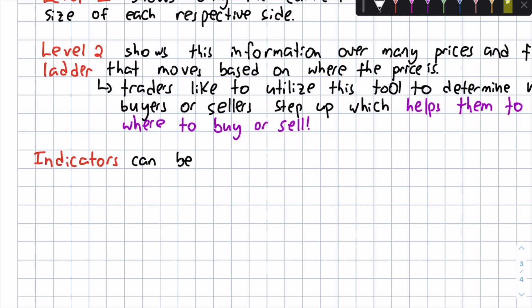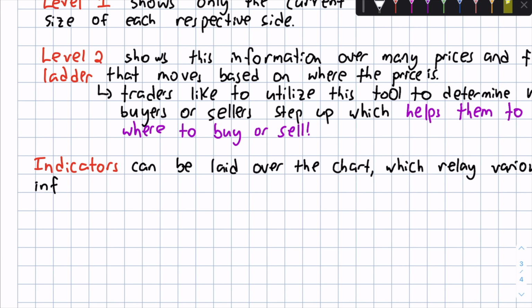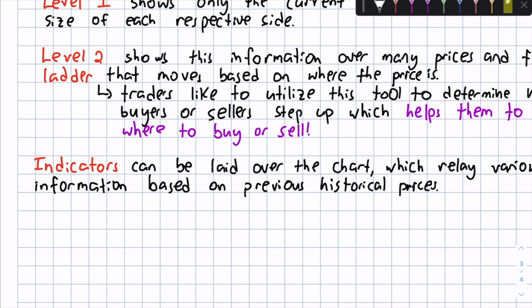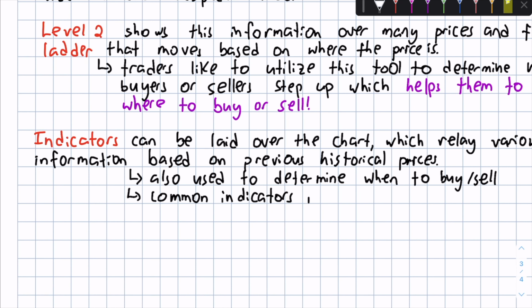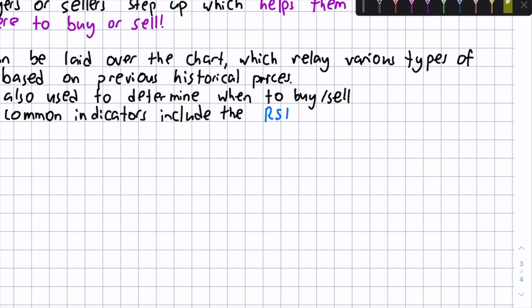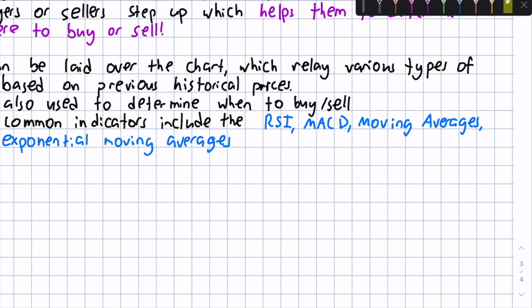Indicators can also be laid over the chart, and this is something you'll see very often, and they relay various types of information based on previous historical price levels. They can also be used to determine when to buy and sell, and there's over 500 of them available. Some common indicators include the RSI, the MACD, moving averages, exponential moving averages, and the volume weighted average price, also called VWAP.